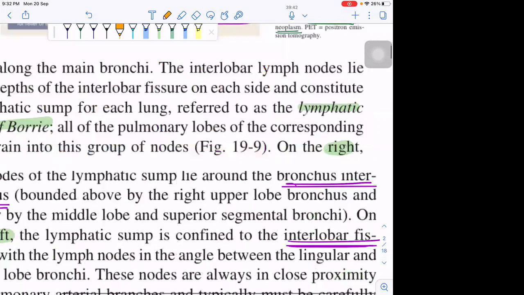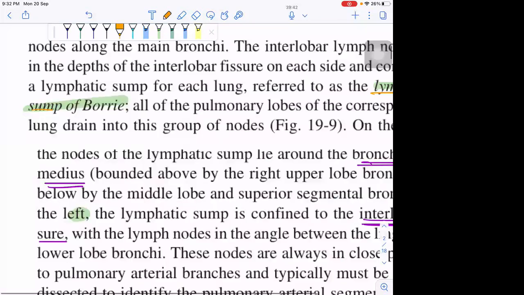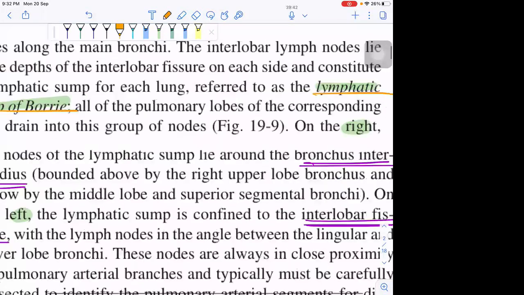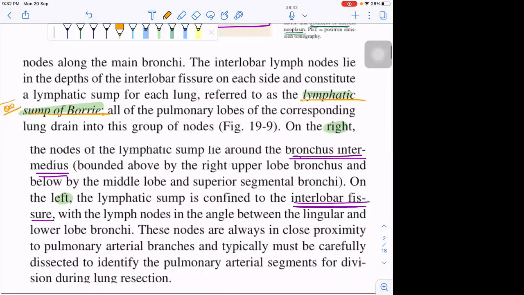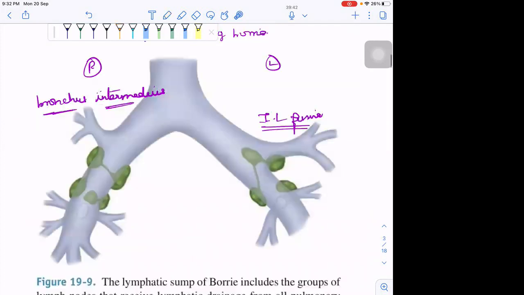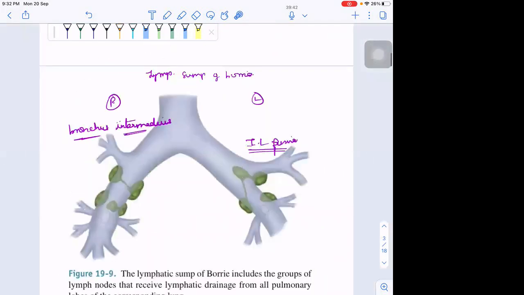One term is called the lymphatic sump of Borrie. What is the lymphatic sump of Borrie? On the right side of the lung, the nodes of the lymphatic sump lie around the bronchus intermedius. On the left side, they lie around the interlobar fissure. This is the location of the lymphatic sump of Borrie.